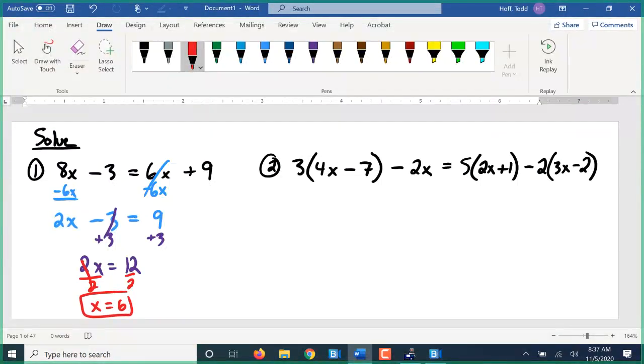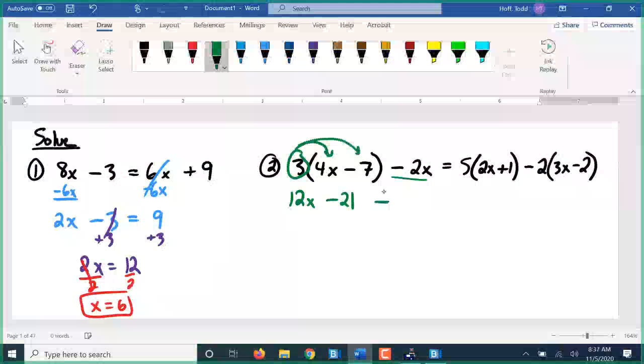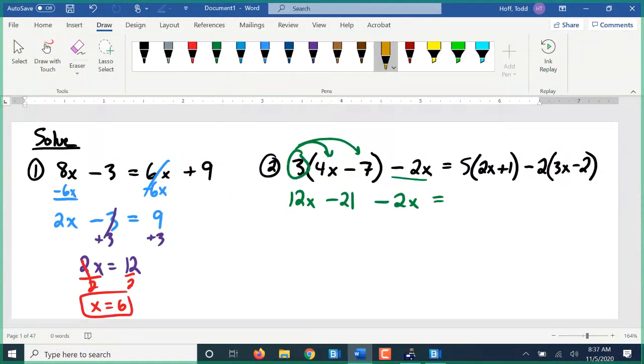Number 2, we do have some combining to do on either side. So let's start on the left side and combine what we can there. Got the parentheses, nothing to do inside the parentheses. We're going to multiply by the 3. 3 times 4x is 12x. 3 times negative 7 is negative 21. Then we still have the negative 2x there. So there's still more we can combine there, so let's keep combining.